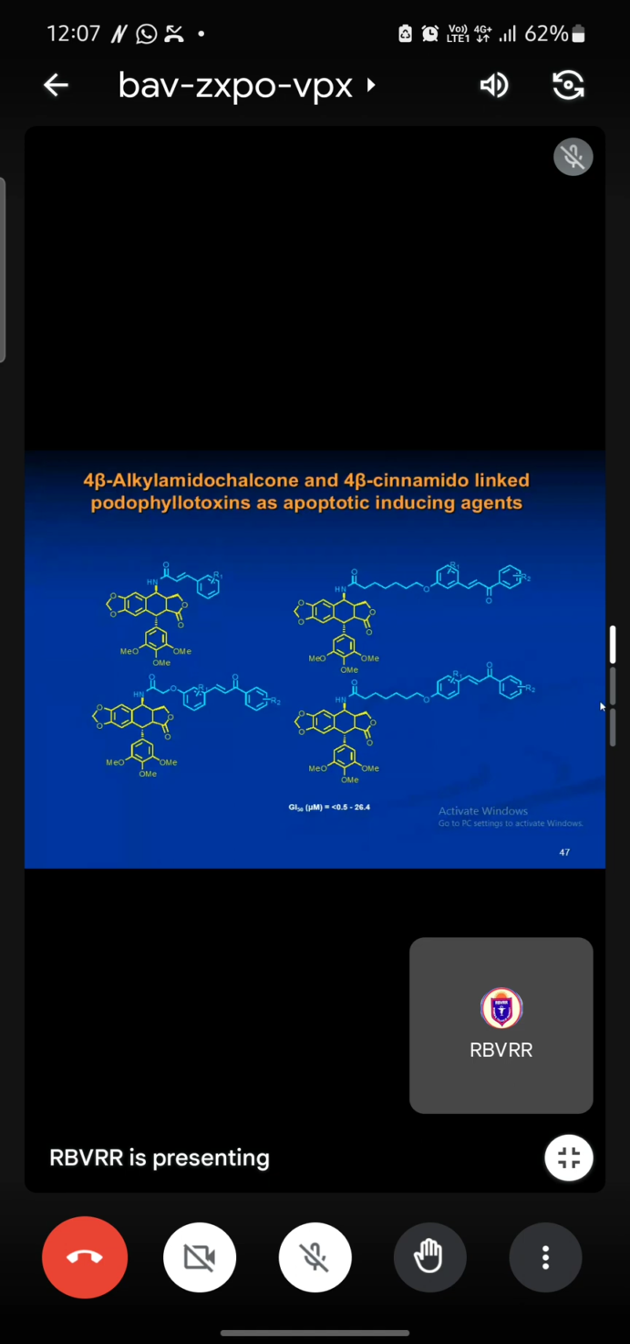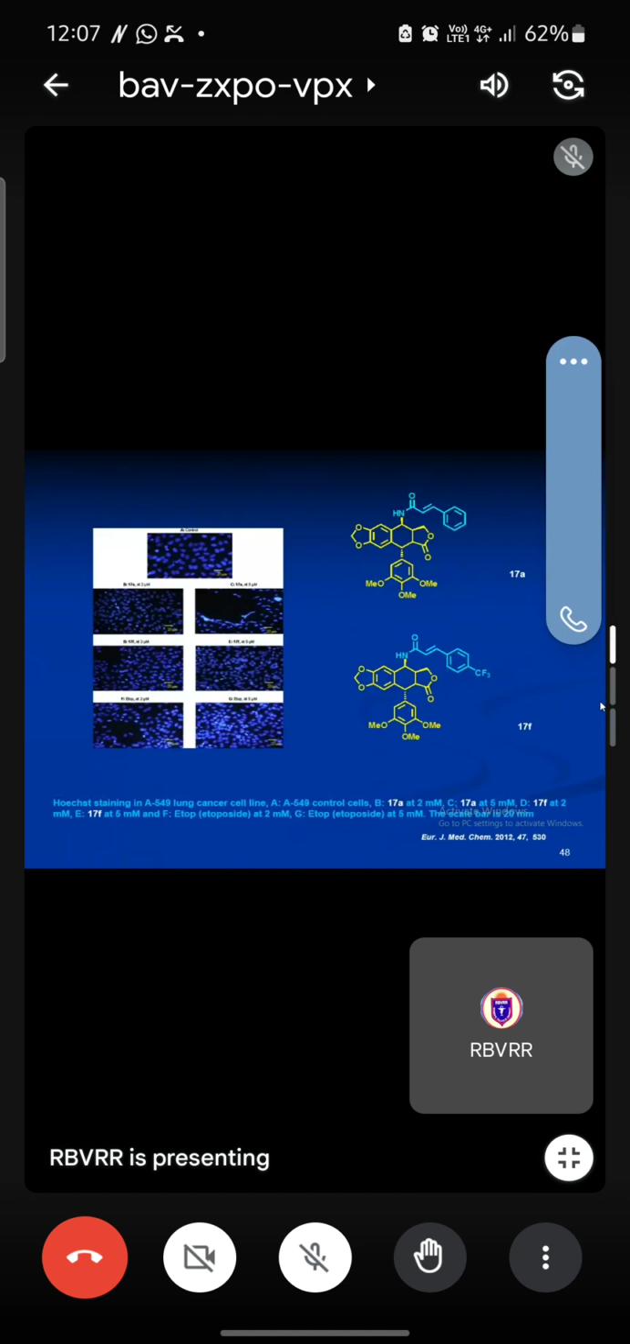So these are again a couple of examples where one has used alkyl amidochalcone, beta cinnamido linked podophyllotoxins. And what we could see is these were quite good apoptotic agents. You know about apoptosis, most of you. So such molecules really were highly apoptotic, and that is where they were all examined in detail. You can see 2 of them, which are being done through this.